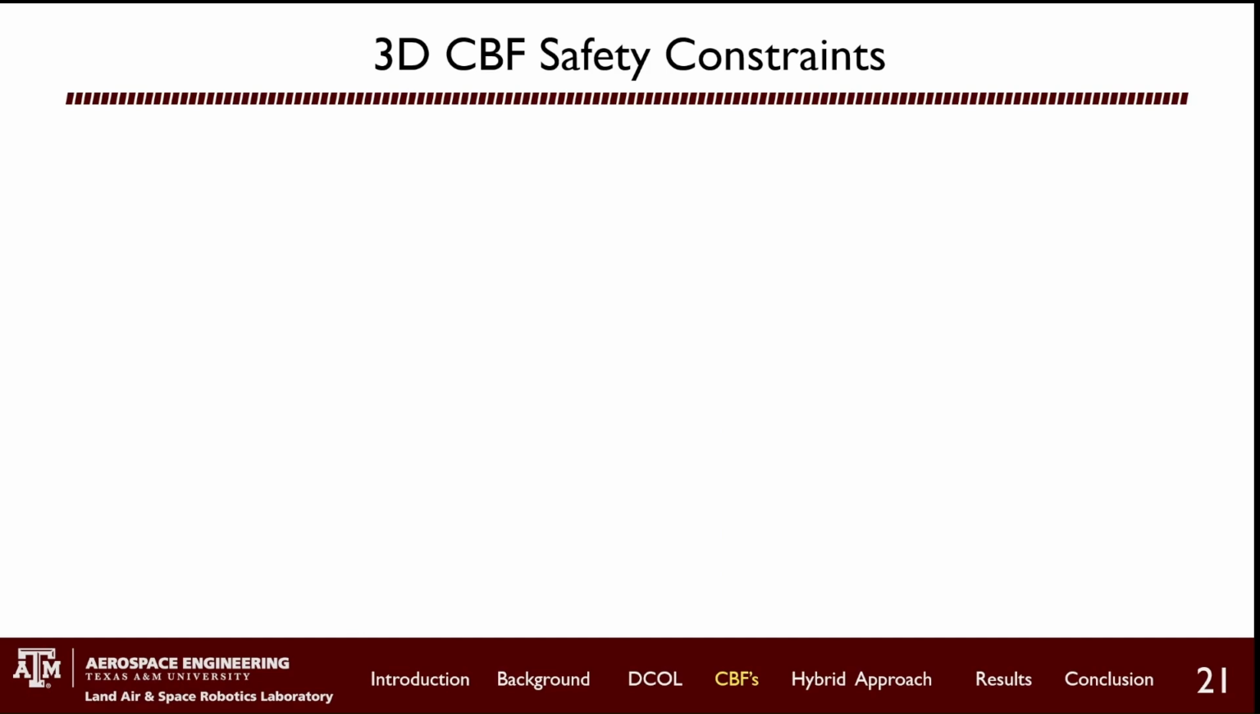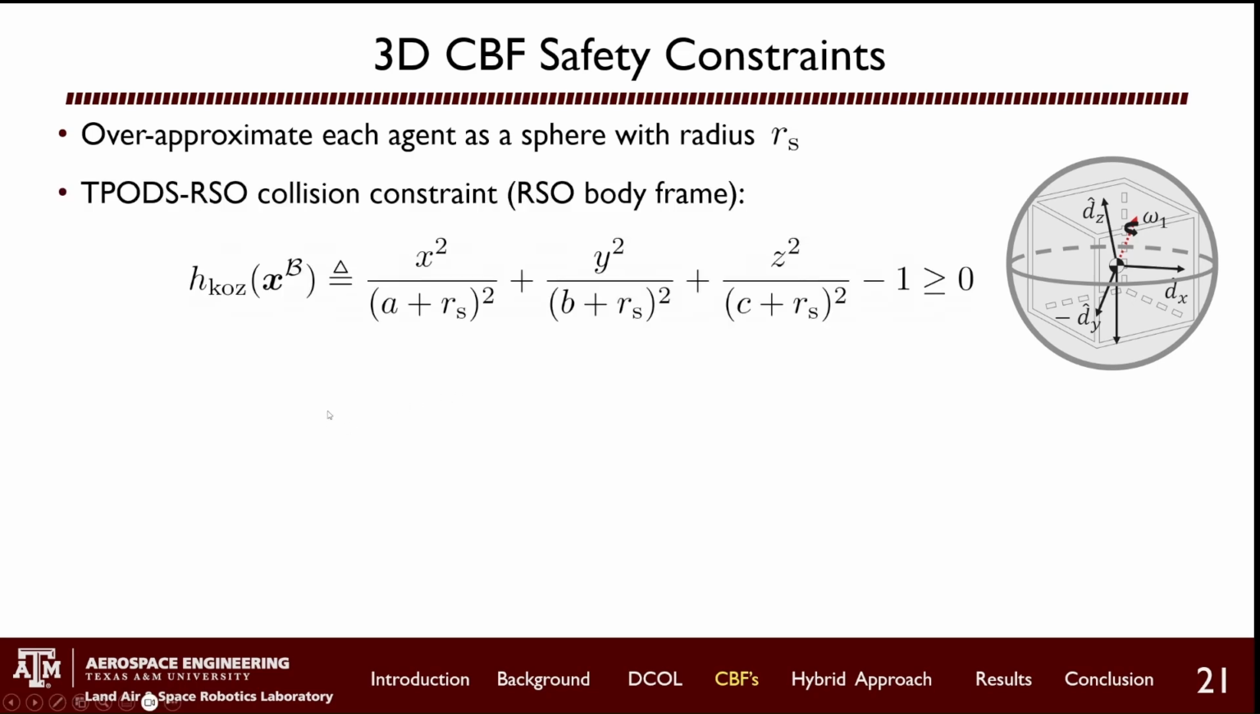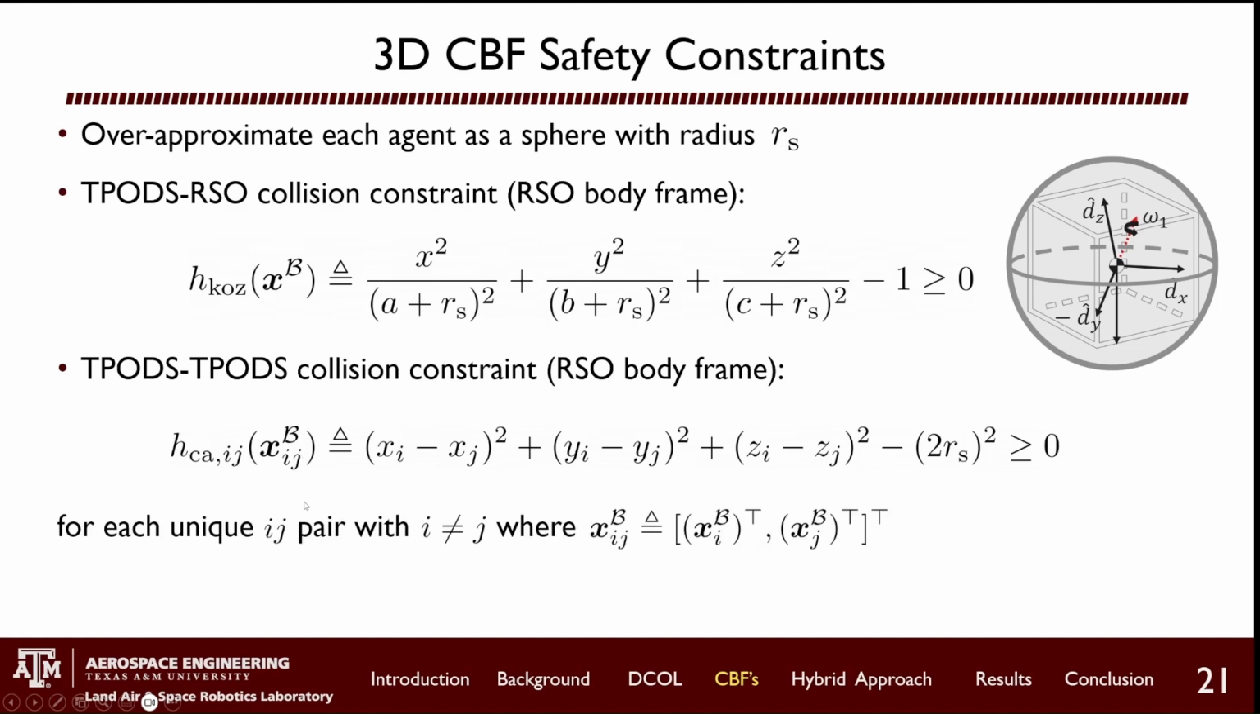Having seen the effectiveness of the CBFs in enforcing the planar constraints, we now move on to the 3D constraints. So in the following cases, we will over-approximate each agent as a sphere with a certain radius, and we describe the T-pods to RSO collision constraint in the RSO body frame as this H keep-out zone, where, as before, we'd like to make sure that H is always positive to ensure safety of the T-pods. And we also define a T-pods to T-pods collision avoidance constraint, which is, again, in the RSO body frame, except now the H function that we describe takes in each unique pair of T-pods, and we develop the same kind of form of the constraint where we're keeping this H positive, but now we have this concatenated state that we have to keep track of.